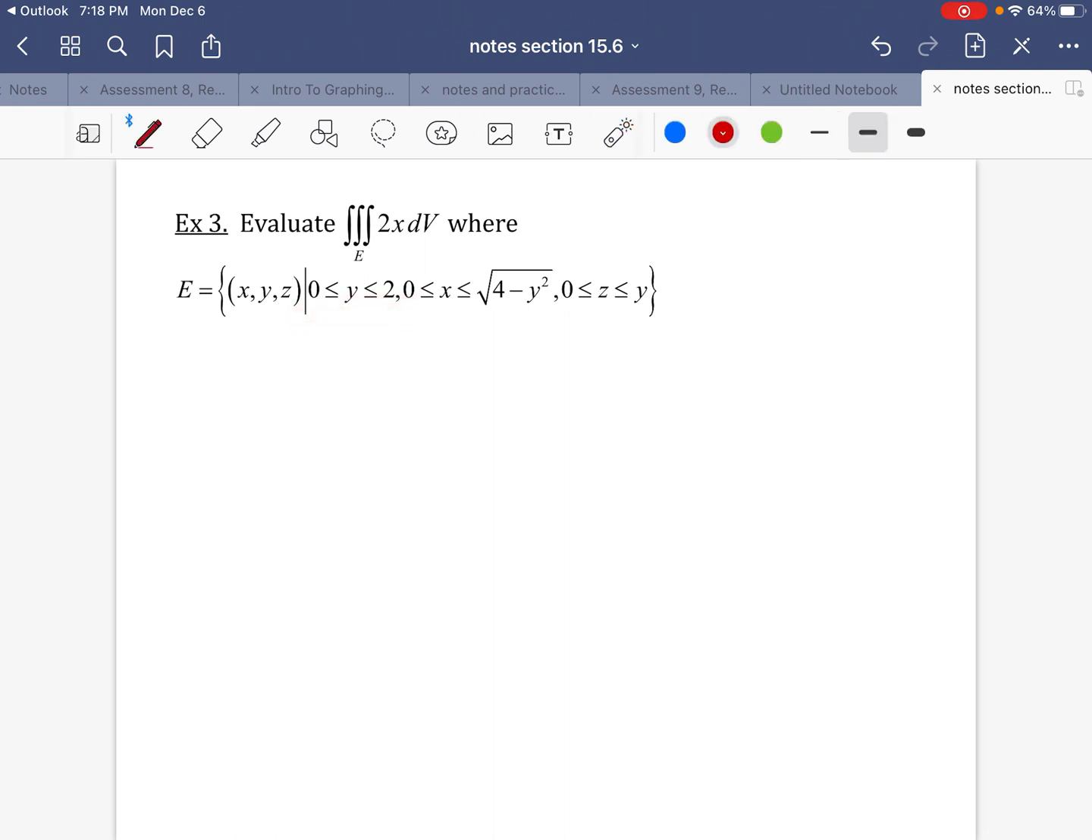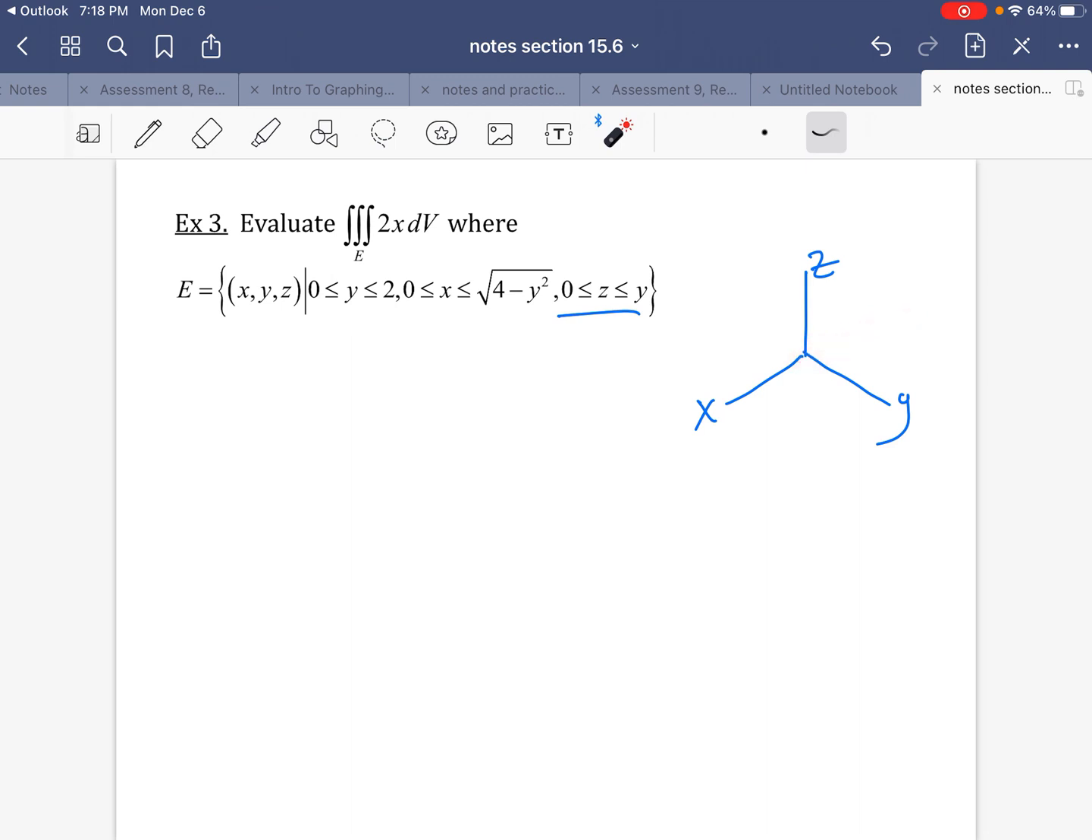All right, and then let's see about the rest. So let's get an idea of what this looks like. So this guy, this is z equals 0 and z equals y. All right, so this is going to be a little bit hard to tell what's going on, x, y, z.